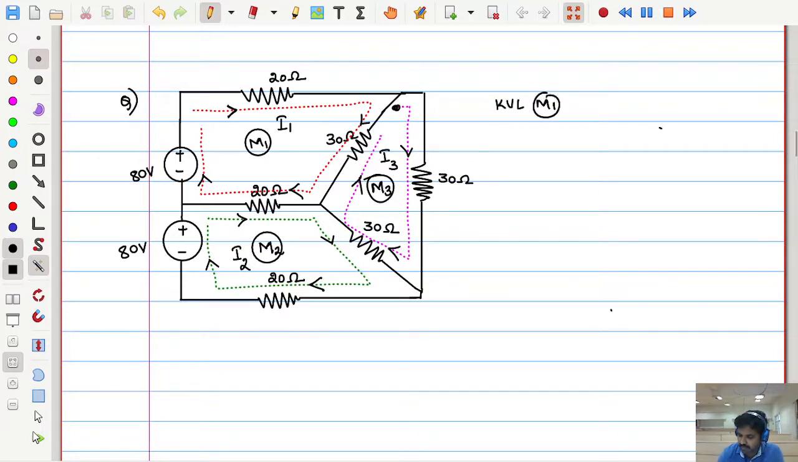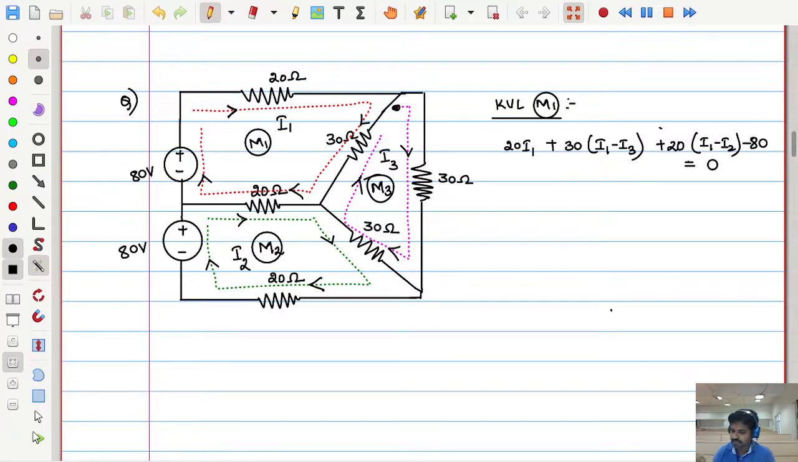Now let us take the KVL for mesh 1. It's my area, so my current is I1 always. So I'll take 20 into I1, that is IR means voltage, plus 30 into I1 minus I3, plus 20 into I1 minus I2, minus 80 is equal to 0.